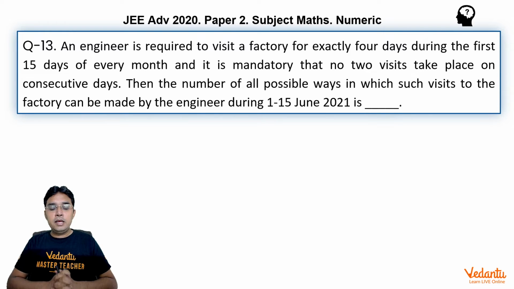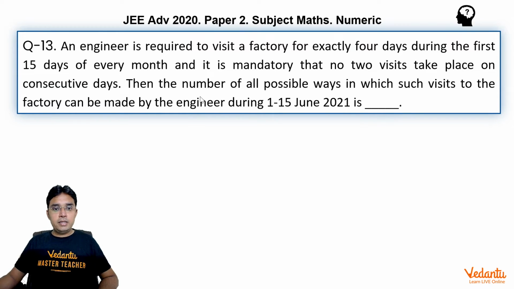An engineer is required to visit a factory for exactly 4 days during the first 15 days of every month, and it is mandatory that no two visits take place on consecutive days. Then the number of all possible ways in which such visits to the factory can be made by the engineer during 1 to 15 June 2021 is. Let us see how to solve this.